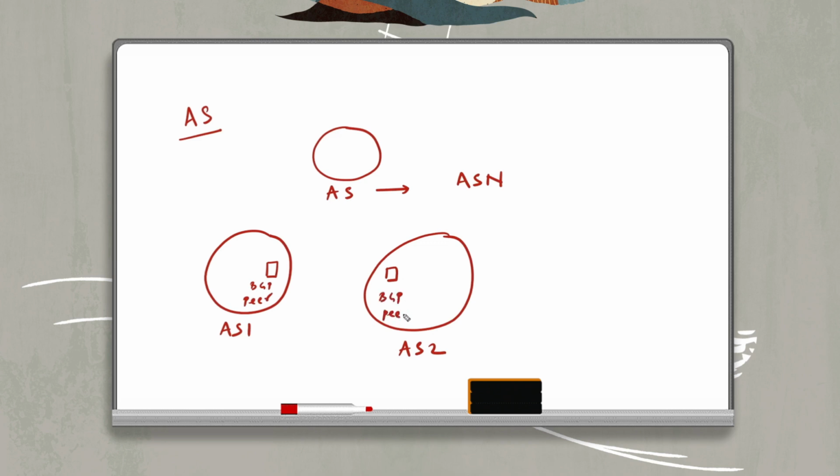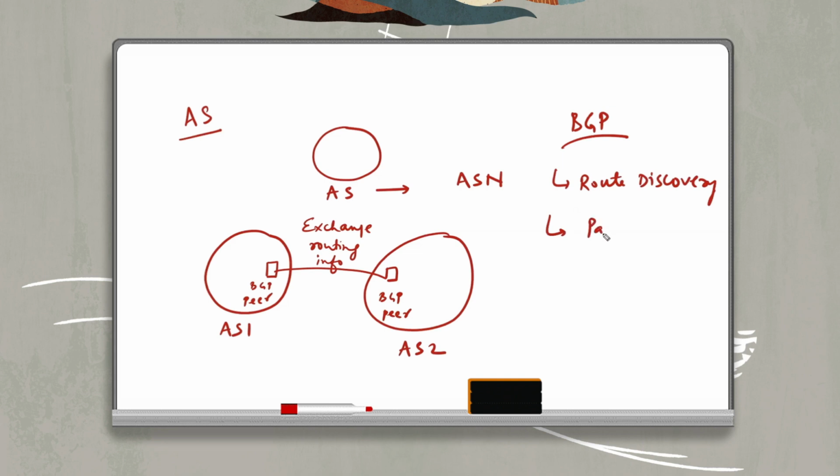So basically, what is a BGP peer? Think of it like a device on the edge or boundary of an autonomous system. And these BGP peers, they are going to exchange the routing information. So this is how the BGP works. So BGP is going to perform the route discovery, and it's also going to perform the path selection. So let's now go to the deck and learn more about BGP.